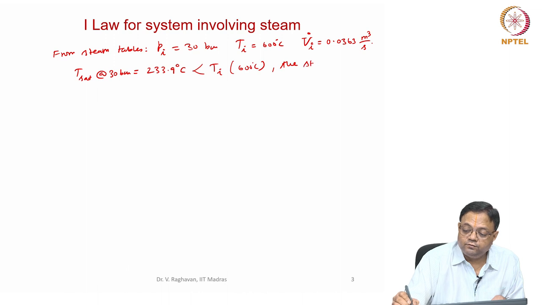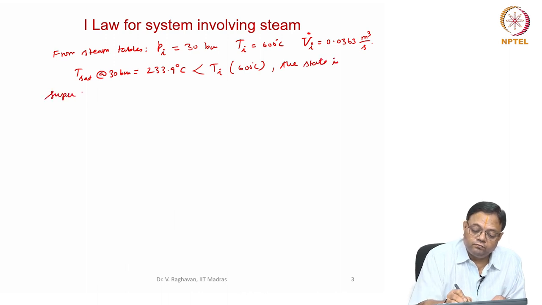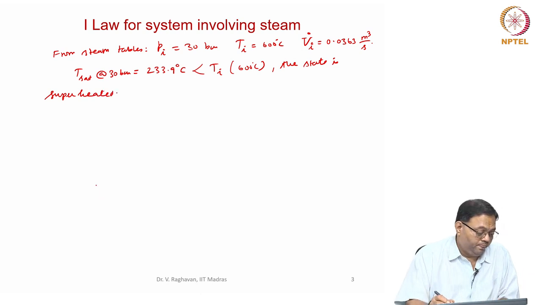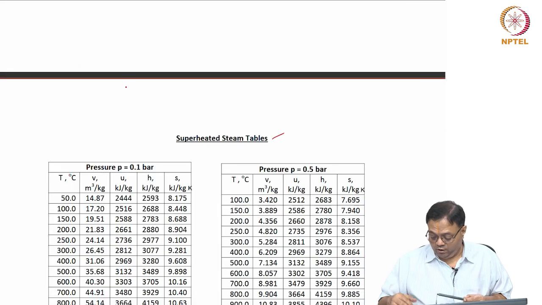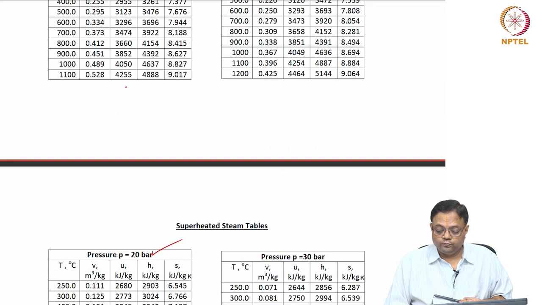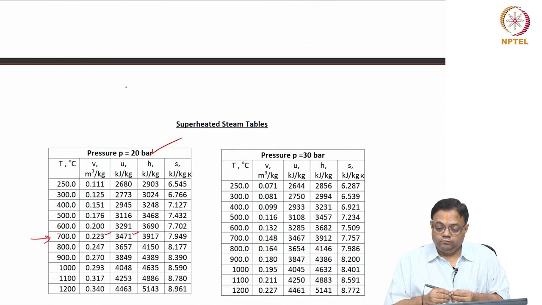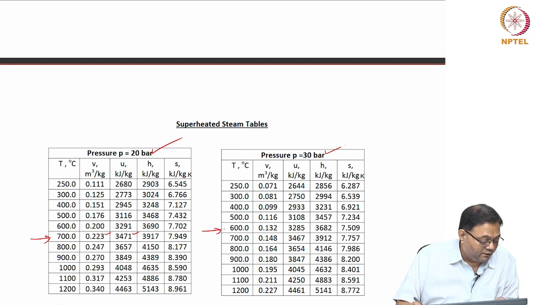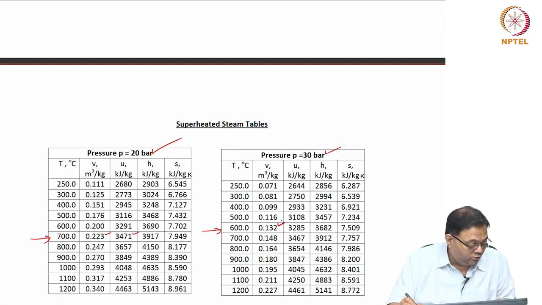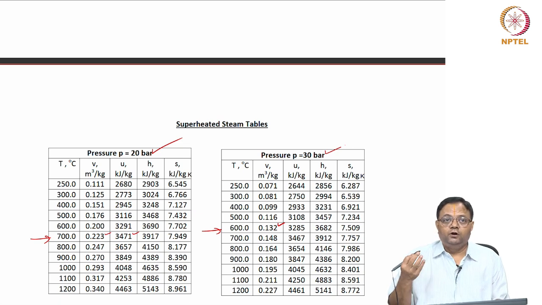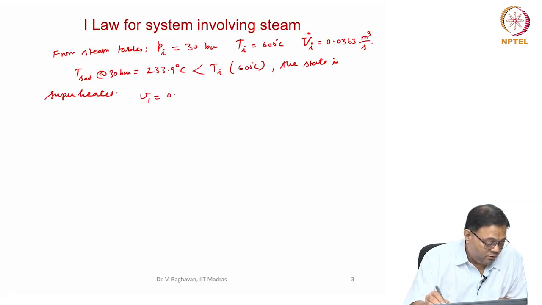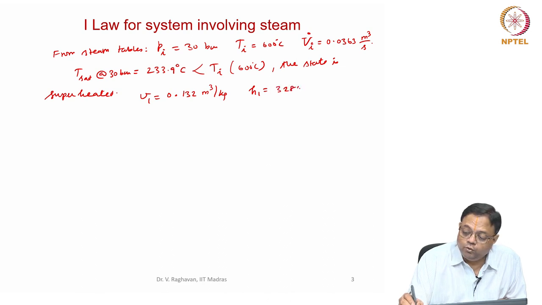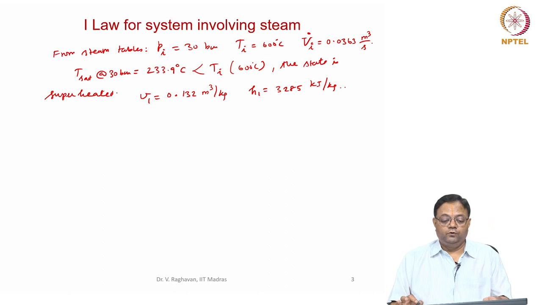So the state is superheated. So I can go to the superheated tables now for 30 bar. In the 30 bar superheated tables, the corresponding temperature is 600 degrees centigrade. Now from that I can take the value of V as 0.132 and H, because it is a control volume problem, I need enthalpies. So H is 3682. So now V1 is 0.132 meter cube per kg and H1 is 3285 kilojoules per kg. I retrieve the values for the state 1.